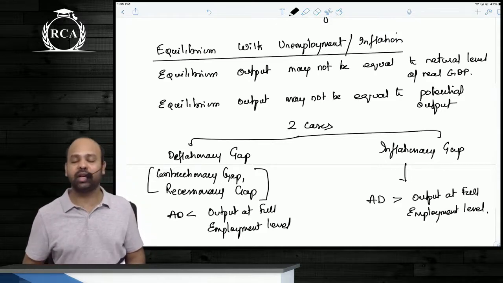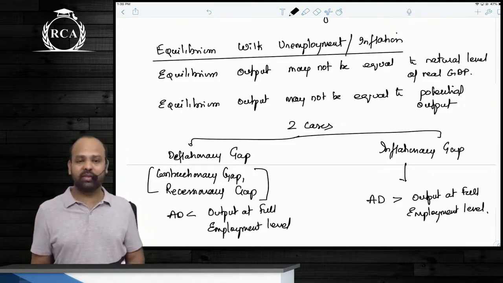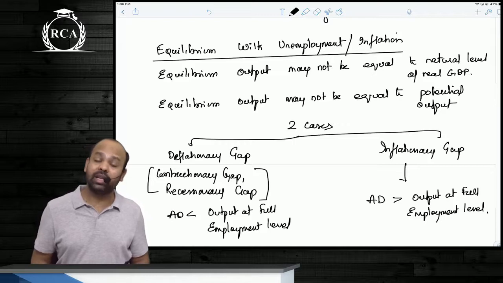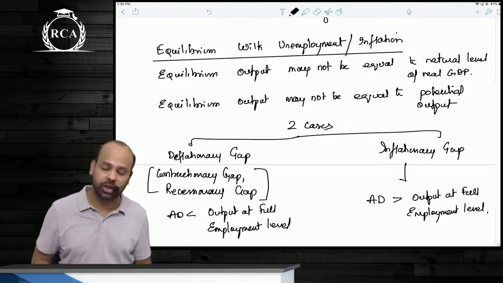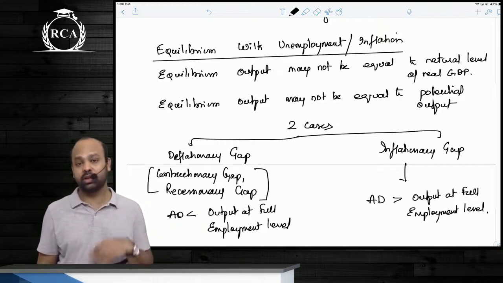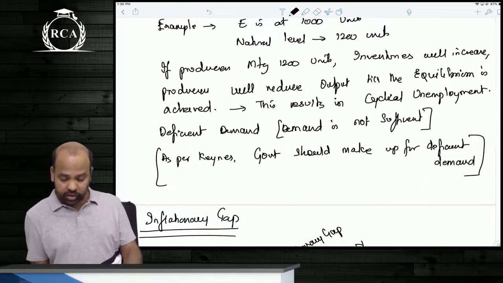Inflationary gap, on the other side, is where the demand is more than what the nation can actually produce. In this case, what will happen is that there will be an increase in nominal output, not real output. Your real output remains constant. You cannot increase the number of units manufactured. This will result in inflation. Understood?